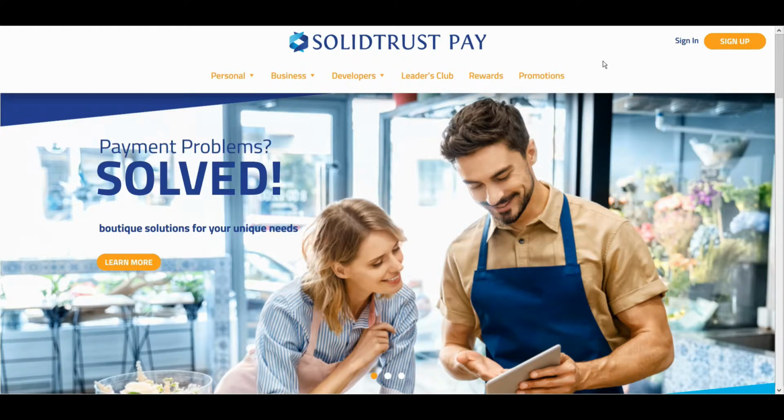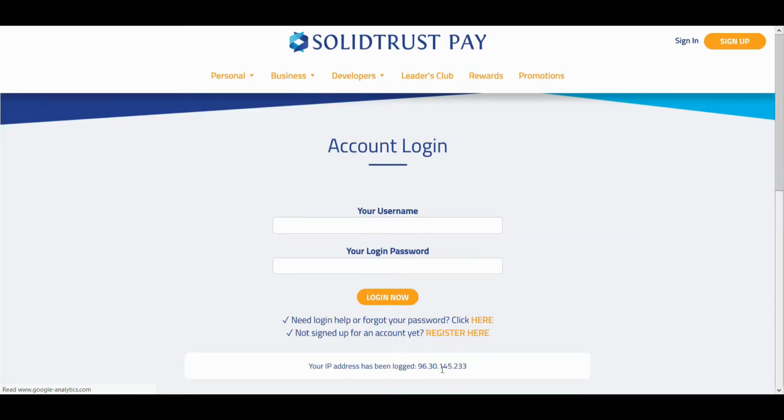My name is John, and today we'll go over how to avoid having your IP address blocked by the security features that are in place on the SolidTrust Pay website. Your IP address is a unique string of numbers separated by periods that identifies each computer using the Internet Protocol, or IP, to communicate over a network. Think of it like your street address for the Internet.